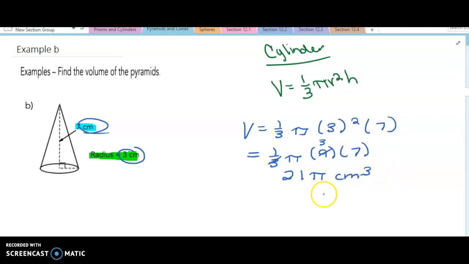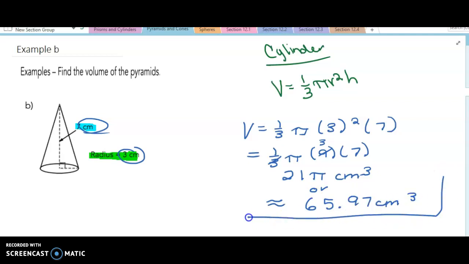That would be exact. If I want rounded, if I plug that in my calculator, I get 65.97 centimeters cubed, roughly. And that's my answer.